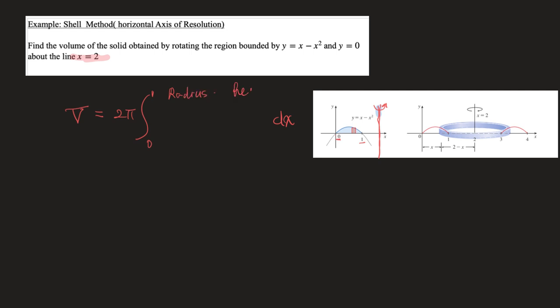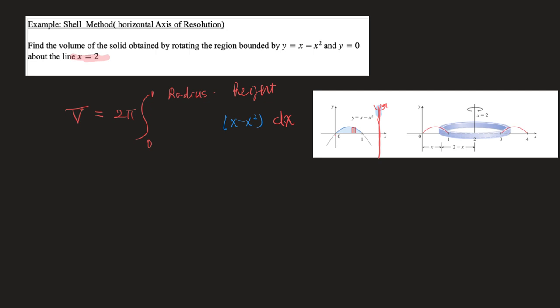Second, find the height of the rectangle. Okay, guys, look at this one. The height is easy. This one is the height, from here to here. That's the y value, which is going to be x minus x squared. The tricky part is the radius, guys.